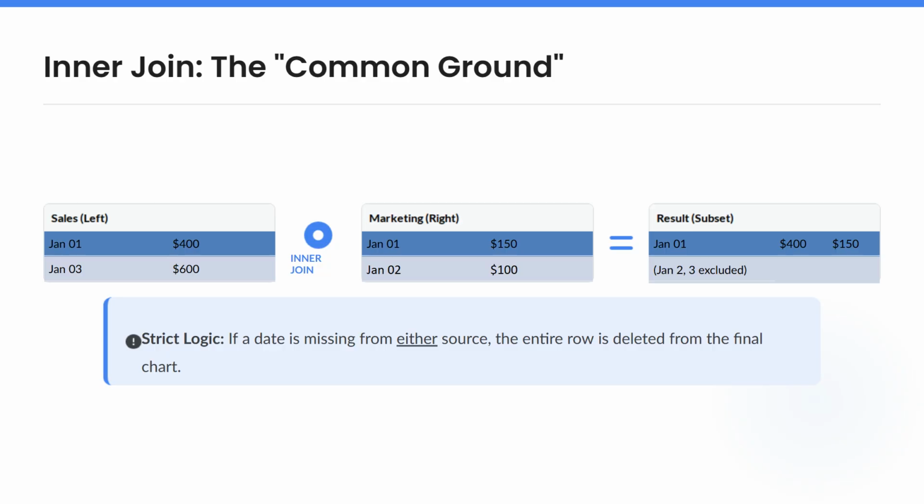Next is the inner join. This is the strictest join type. An inner join only keeps rows that exist in both datasets. If a date is missing from either the left table or the right table, that entire row is deleted from your final chart. Let's see this in action.